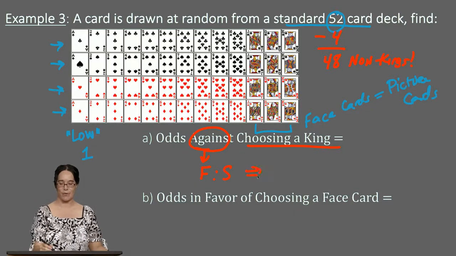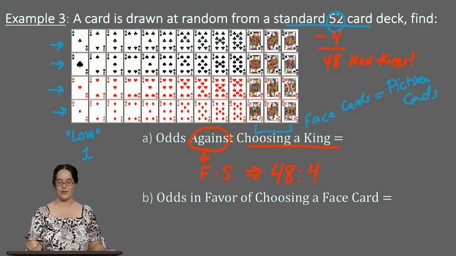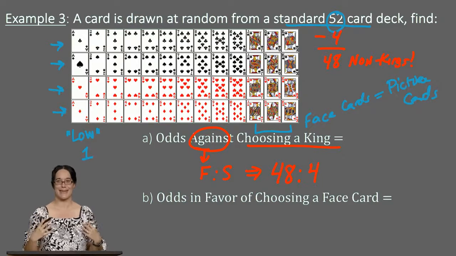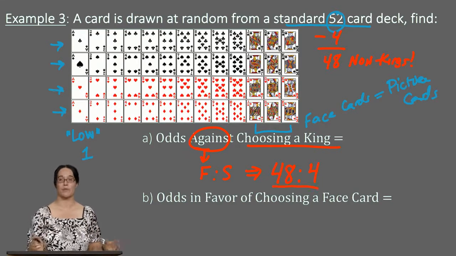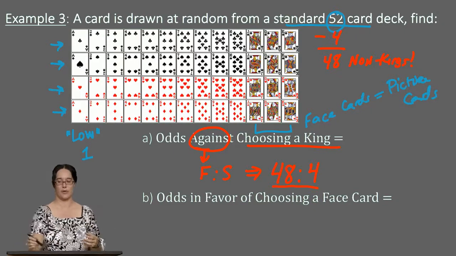So this would be 48 ways against me. And how many ways could I successfully have gotten a king? Just 4. So you can tell already the odds are stacked against me, I hope, right? And notice that 48 plus 4, we have not reduced yet. So when you add them together, you get 52, which is the total, okay? So you know you have accounted for everything. But I can reduce here, and what do I get?